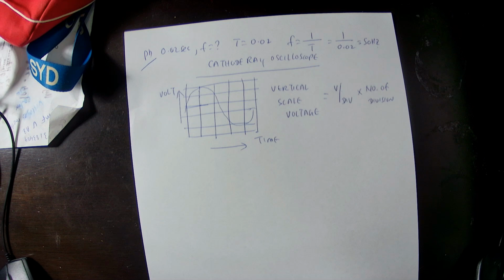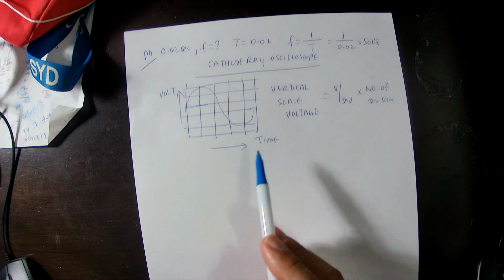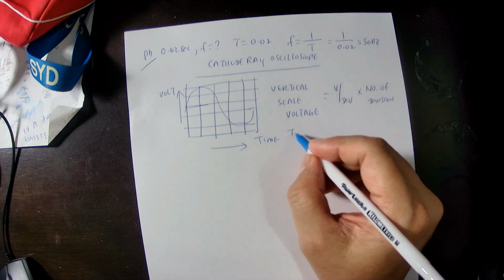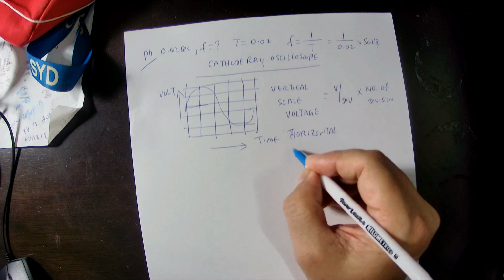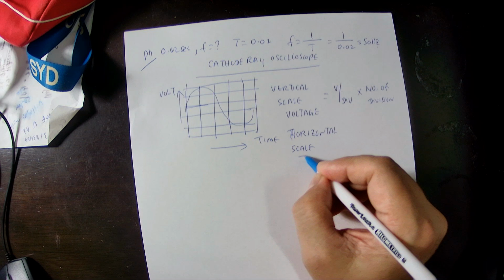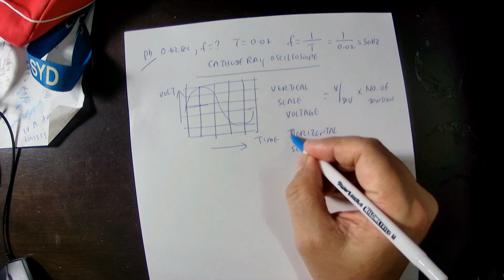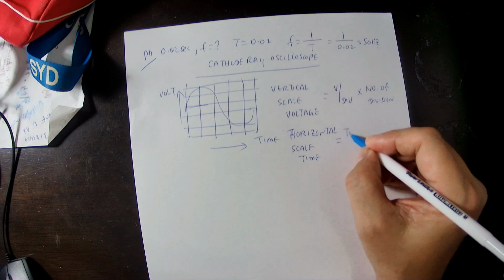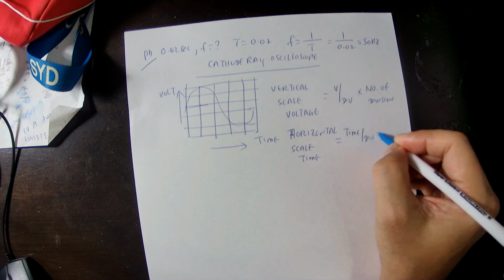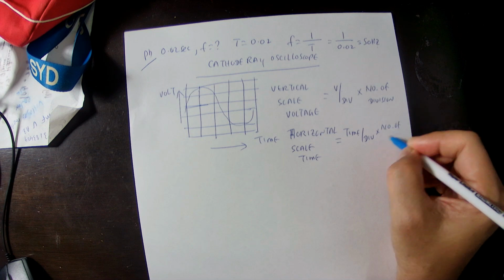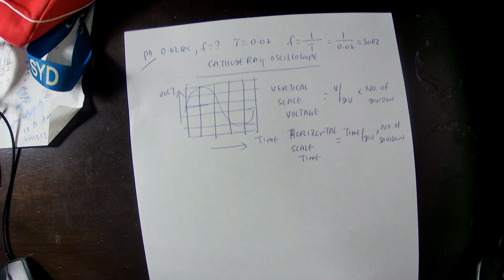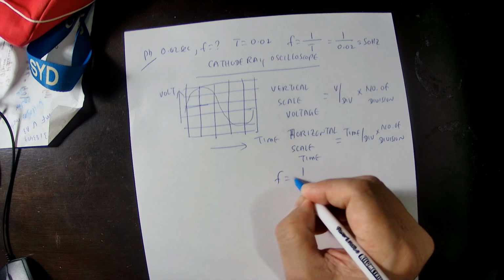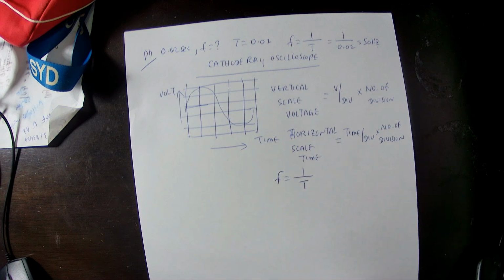Similarly, you can measure on the horizontal scale. In this case, you have to select the time per division. The horizontal scale is time. You can calculate time as time per division multiplied by the number of divisions. So this is how you measure time on the horizontal scale. Then, if you know the time, you can calculate the frequency. Frequency is 1 over time, 1 divided by time. So this is the frequency.